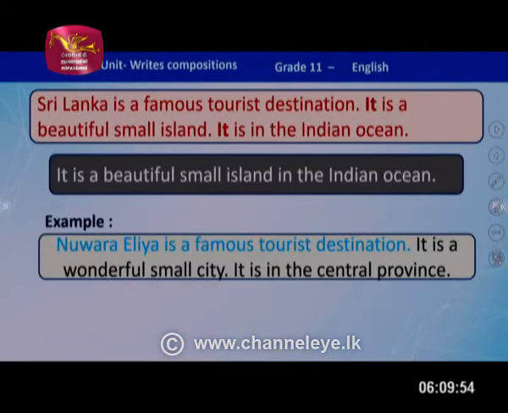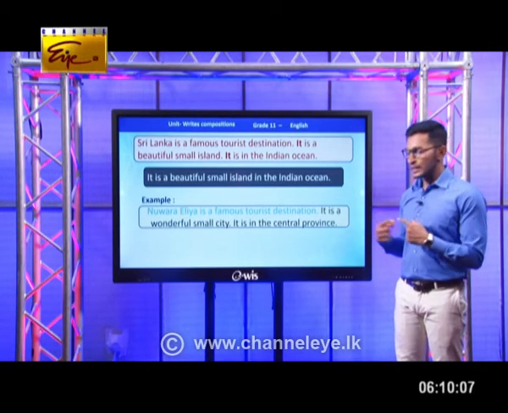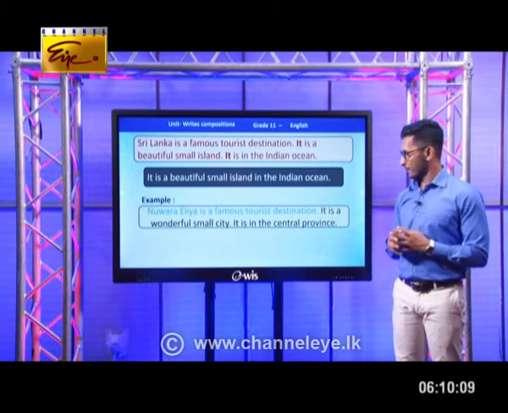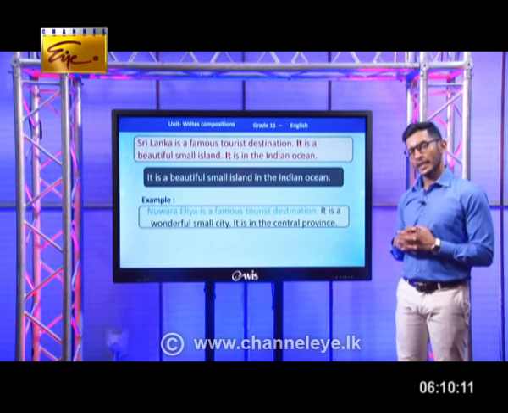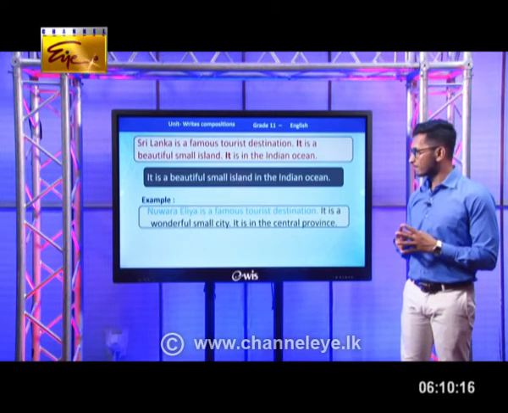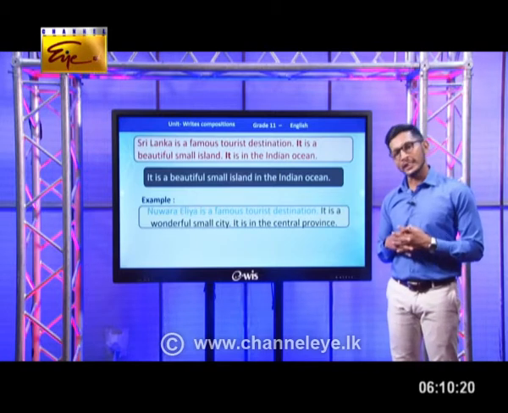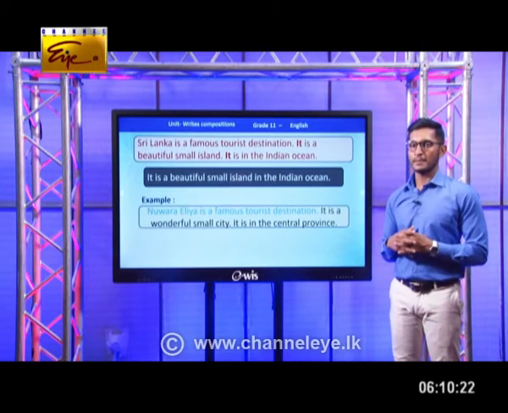Here we are describing Nuwara. Nuwara is a famous tourist destination. It is a wonderful small city. It is in the central province. That is clear to you. Here also we can join the last 2 sentences and write one. How can you write it? Can you try? Yeah, it is a wonderful small city in the central province, or it is a wonderful small city located in the central province. Superb.